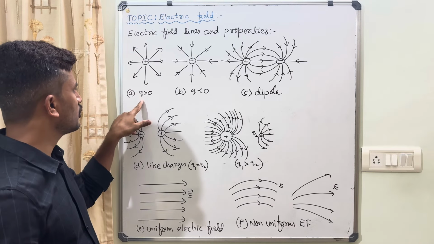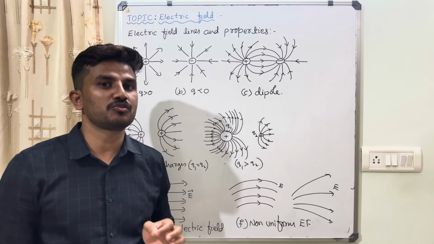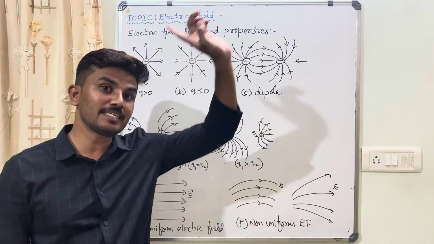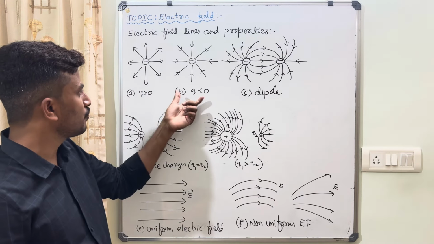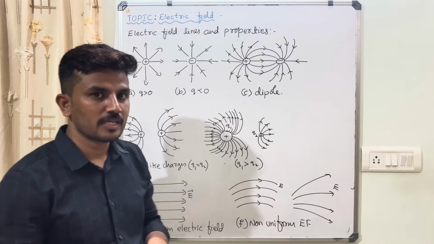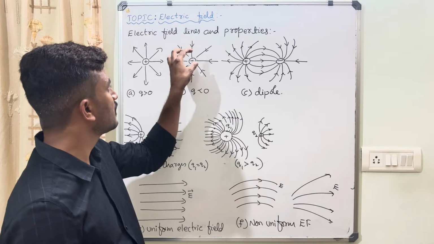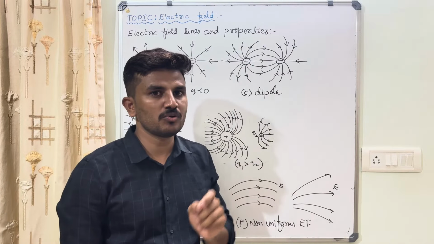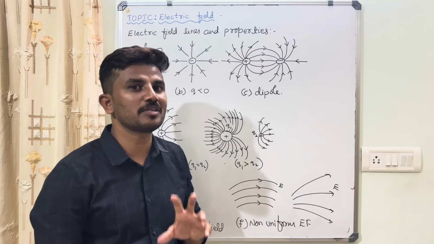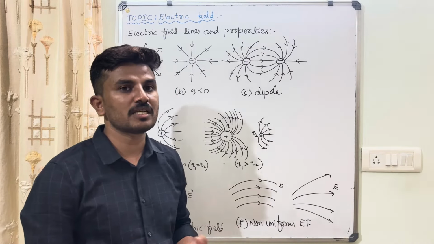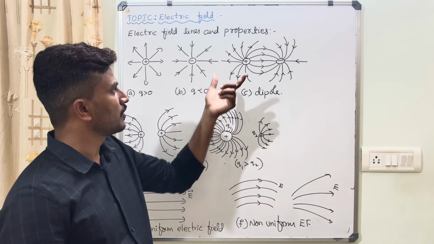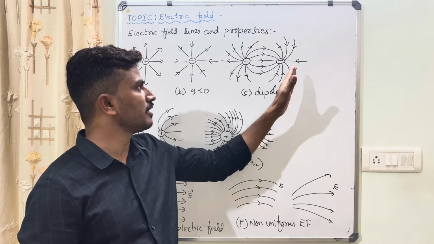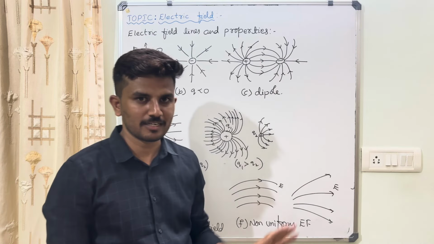We have charge which is greater than 0, that is a positive charge. For positive charge, electric field lines are directed radially outwards and they extend till infinity. And for negative charge, that is Q less than 0, the electric field lines are directed radially inwards. So look at the arrow marks. And this is a dipole. What is dipole? Two equal and opposite charges separated by small distance. Example, you can consider HCl, hydrochloric acid. So in that molecule, the electric field will be like this. They originate from positive charge and terminate at negative charge.